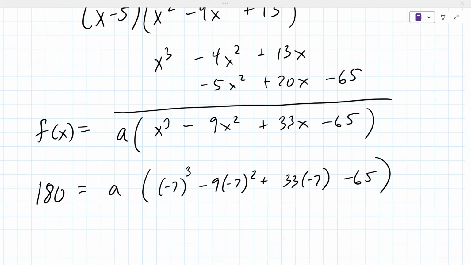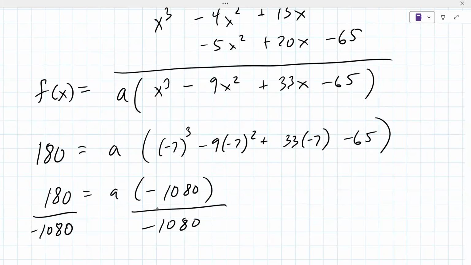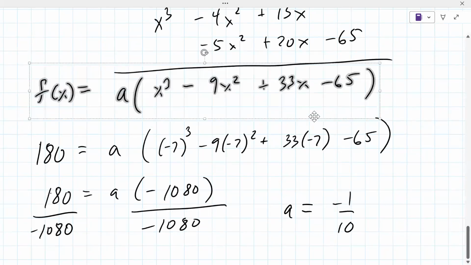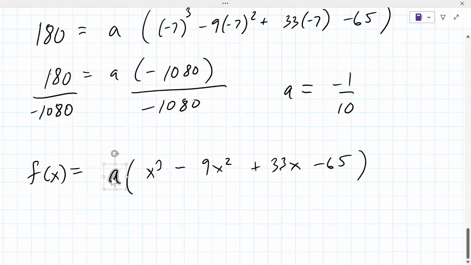Okay, so that ends up being negative 1080. And so to solve for a now, you're going to divide both sides by that minus 1080. So a equals -1/10. And you might think, well, I must be done now, right? I must be done. It's turning into a horrible problem.